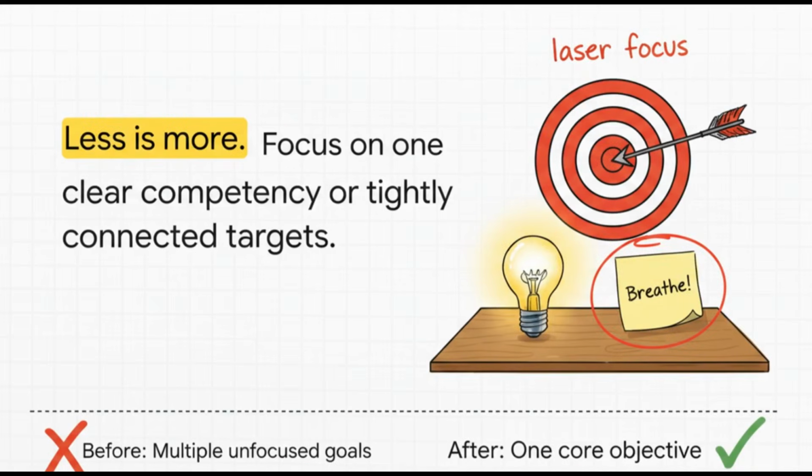So here is the absolute most crucial point. Less is more. The simple, practical correction here is to just focus on one clear, measurable target, or at least tightly connected competencies for a single lesson. Instead of taking the scattered shotgun approach, we really want to laser focus. When you have one clear target, you finally give yourself the breathing room to actually teach it well. And more importantly, you give your students the time they desperately need to absorb it.